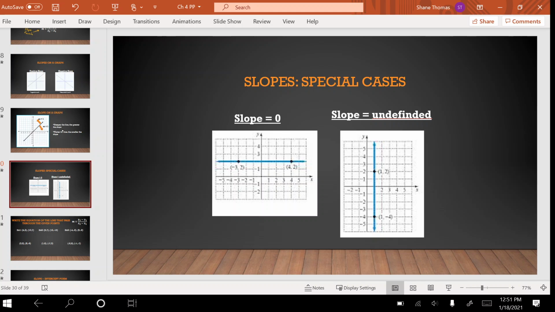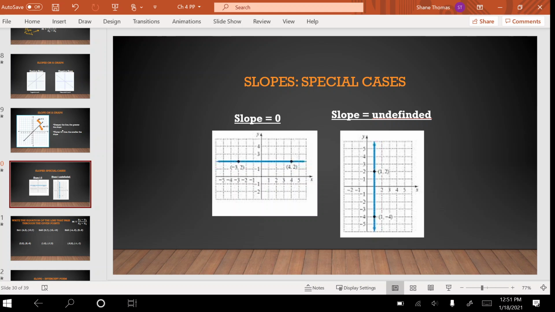That's undefined. Now, as we get flatter and flatter, we get closer to 0, then we hit 0, and then we start in the negatives again. And that's how slope works. Does that make sense so far?